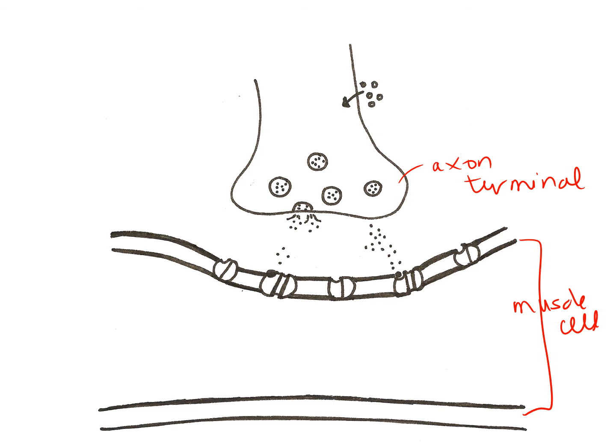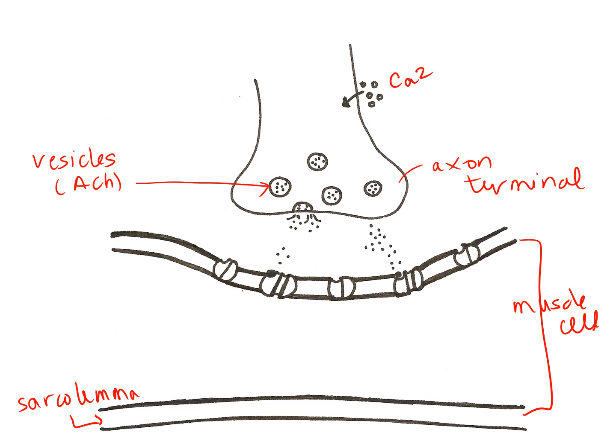The sarcolemma is another name for that plasma membrane. Okay, and let's go ahead and talk about the other things that we see here. We have vesicles, and they are full of a neurotransmitter. Do you remember the specific type? ACH, or acetylcholine. Okay, we also have calcium up here, and these are sodium ions down here. Now, these are sodium channels, so let's go ahead and label those.